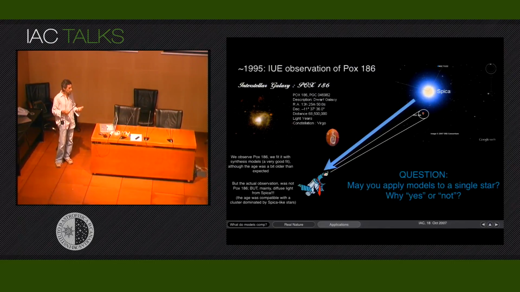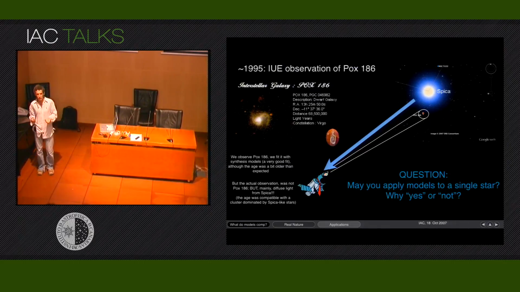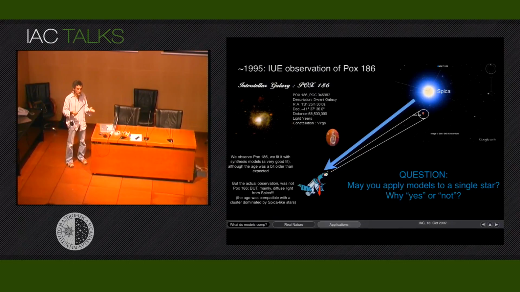But the issue is I applied the model to a single star, and I obtained a good fit. So when we talk about population synthesis, is there any difference if you have 1 star or 100 stars or a million stars, or can you apply the model to 1 star, for example, or 2 or 3? What is the difference? Because you fit and you obtain good results.